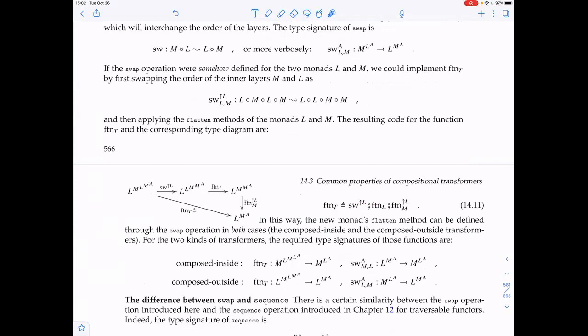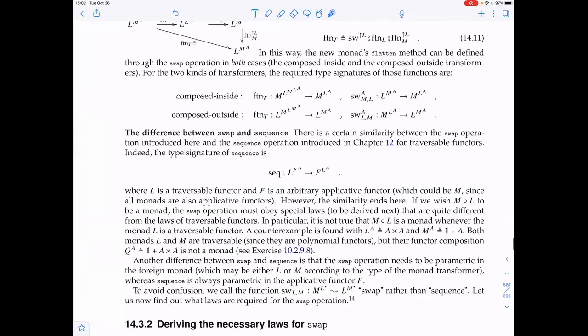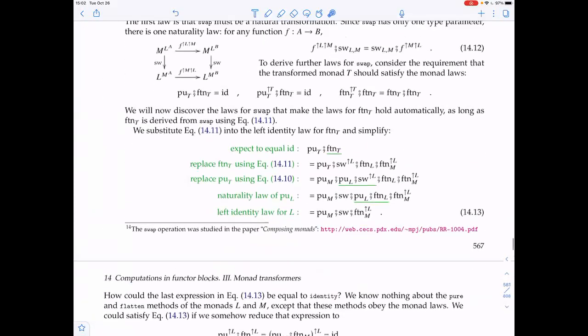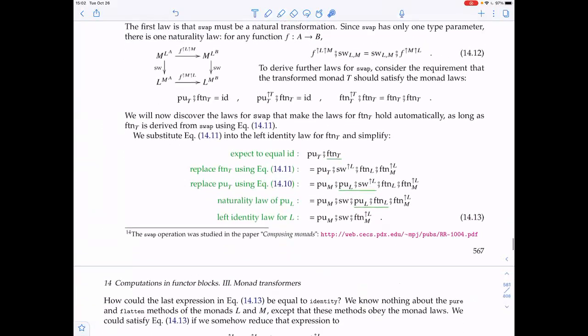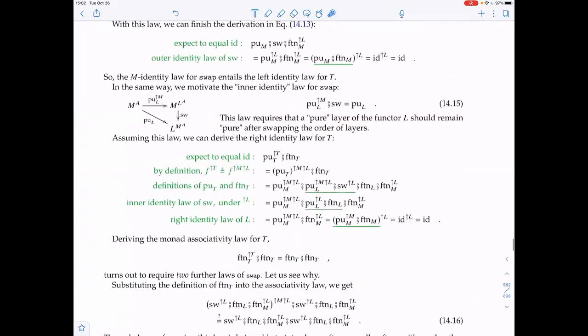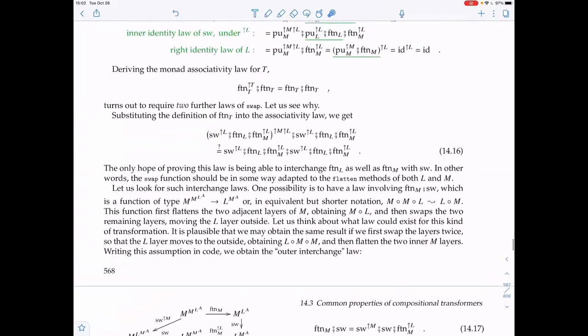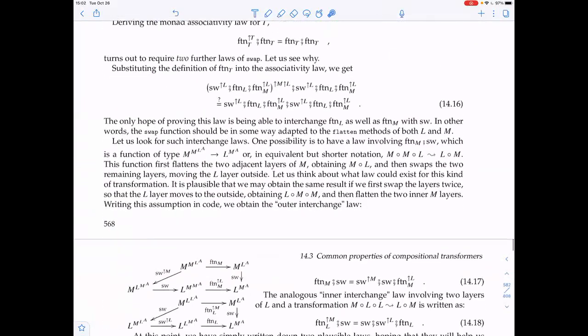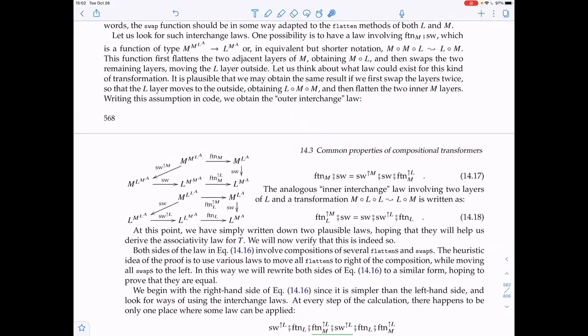So it must be, sorry, this is actually the definition of the flatten function through swap. I'm deriving the laws for swap. In the next section, I find how these laws are motivated. So I show that these laws are necessary for the proof of monad laws for the transformer.